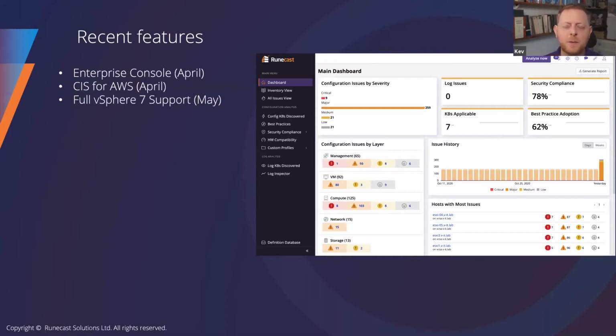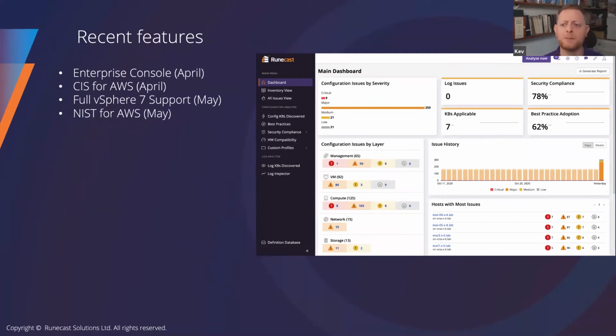We had full support for vSphere 7 in May. So obviously vSphere 7 came out. We had to run a bunch of tests. And there were one or two things that we had to make slight tweaks to due to API changes on the vSphere side. So we've had full vSphere 7 support since May.